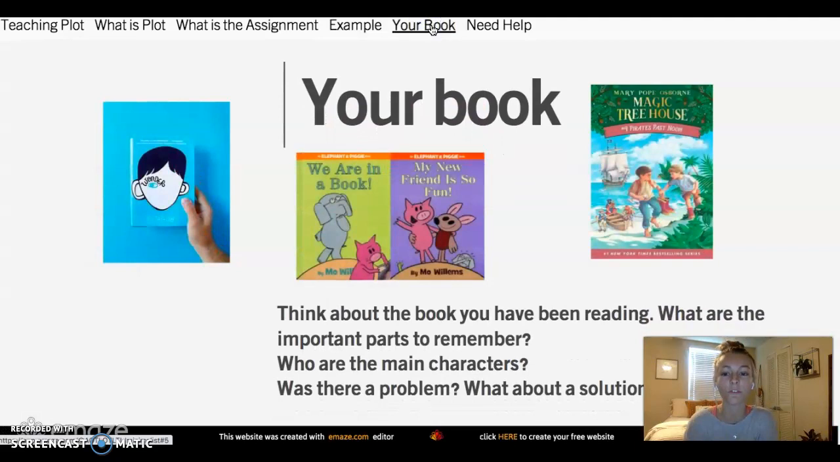So I know some of you guys have been reading some of these books, and so the books that you guys have been reading is what we're going to focus on. So I want you to think about the book you've been reading, and what are the most important parts of your book? Do you remember who the main characters are, and what was the problem, and how did they find a solution to it? Those are things you need to remember about your book so you can tell us the plot of your story.